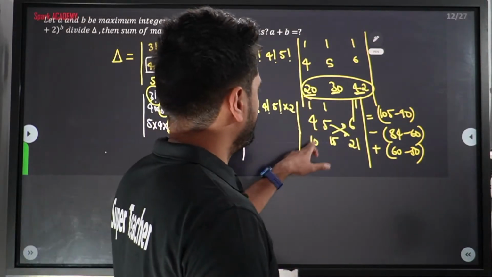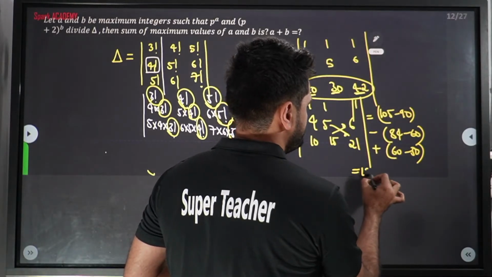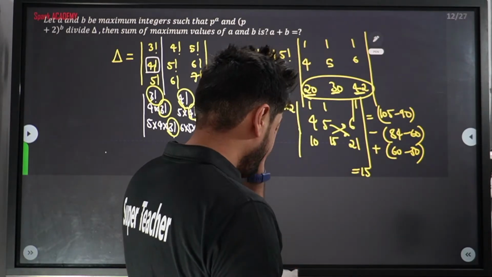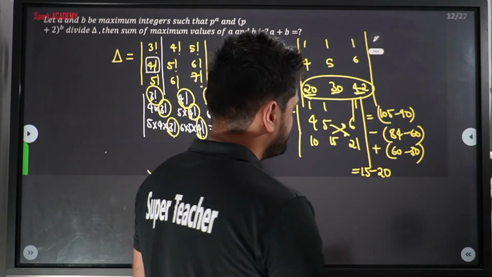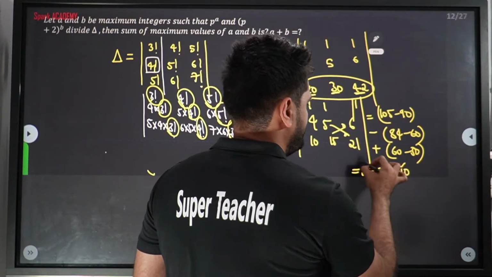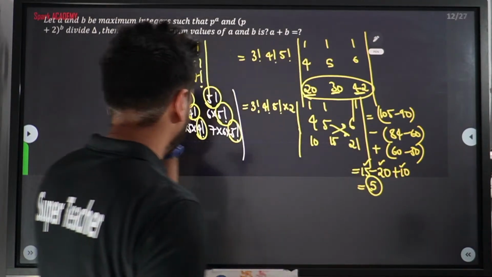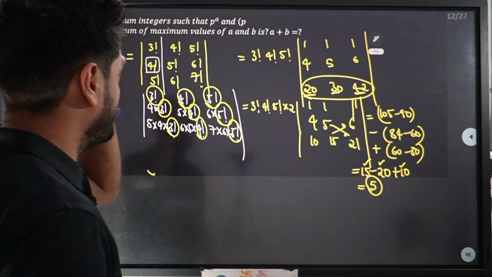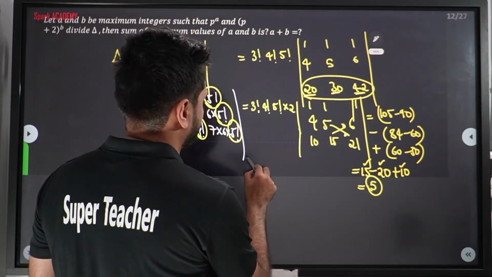So this is plus 1 into 105 minus 90. 105 minus 90 gives 15. 84 minus 60 gives 20. 60 minus 50 gives 10. So this is nothing but 25 minus 20. We are getting a value of 5. So what determinant value did we get? So what is the final determinant value?